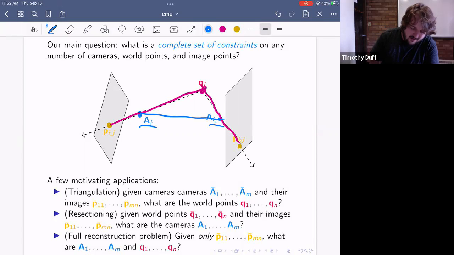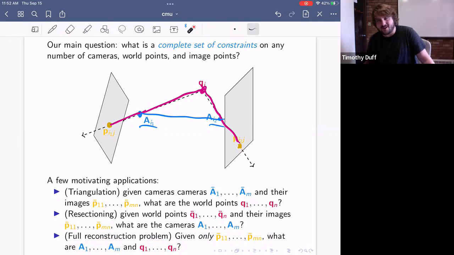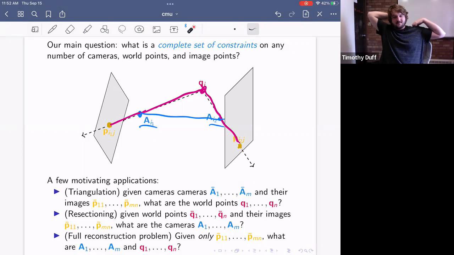But the holy grail of this subject is really the full reconstruction problem in which you're given only image coordinates, and your task is to recover both the cameras and the world points. And this is a very challenging nonlinear optimization problem for a number of reasons. And there's a lot of engineering work that goes into building solutions that really do practical things. But I would say that on an algorithmic level, there's a lot that people still don't really know about this problem.